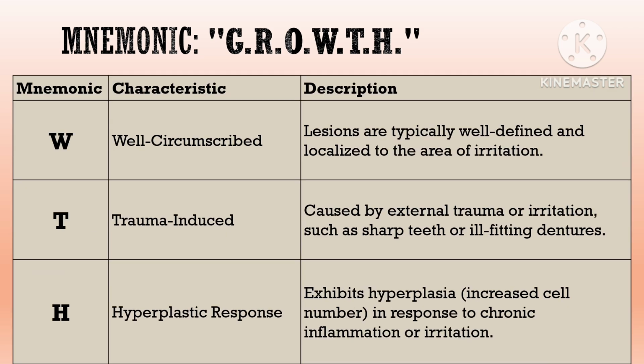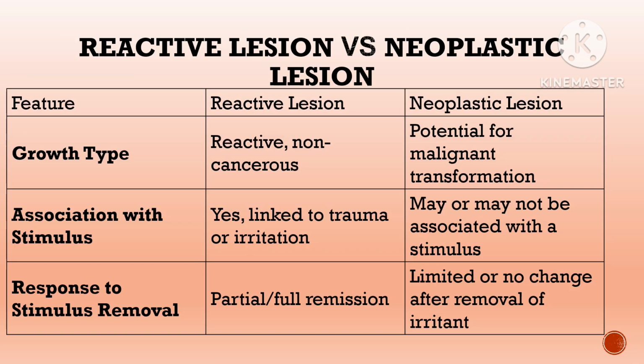T stands for trauma induced. It is caused by external trauma or irritation such as sharp teeth or ill-fitting dentures. And H stands for the hyperplastic response. That means the cells increase in number, showing hyperplasia in response to the irritation or inflammation. And on the basis of these features, we may distinguish a neoplastic lesion from a reactive lesion, which has the potential for malignant transformation.